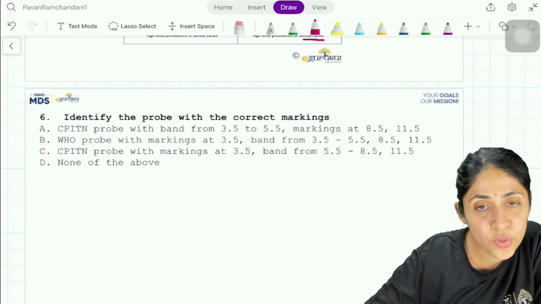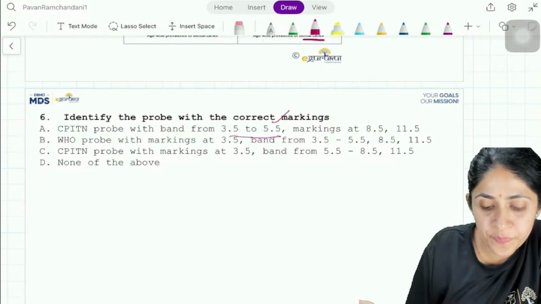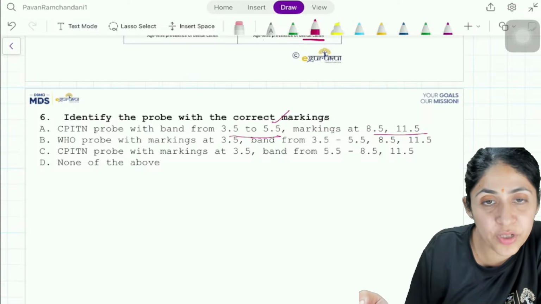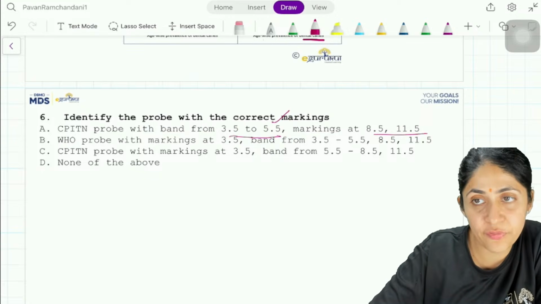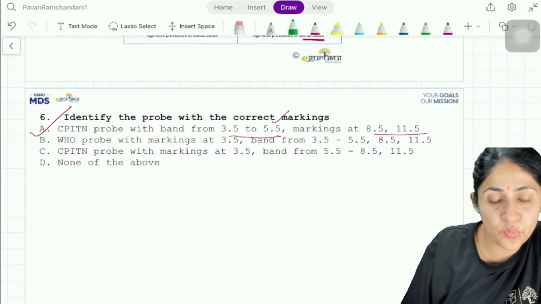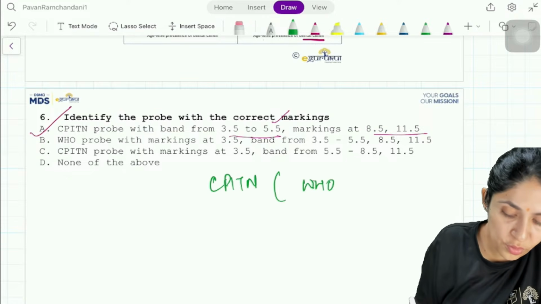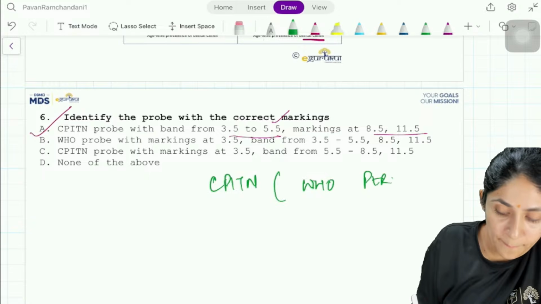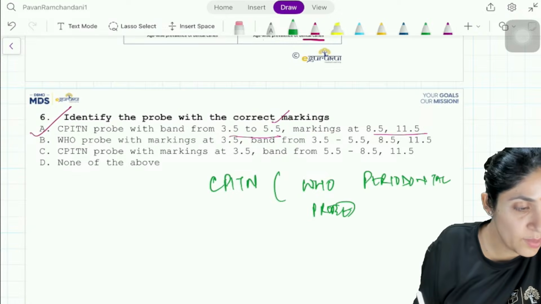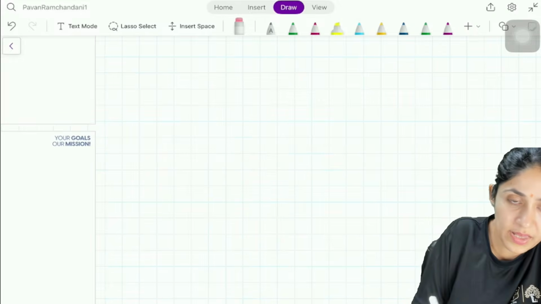So we all know that the CPI-TN probe has a black band from 3.5 to 5.5 and markings at 8.5 and 11.5. This is what a CPI-TN probe looks like. Okay, so CPI-TN probe is what it is called. The other name people get confused by is the WHO periodontal probe.